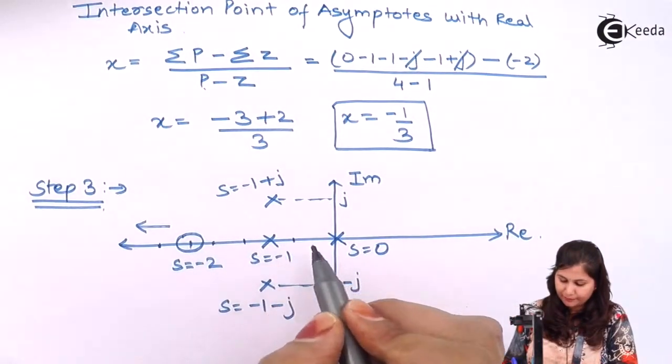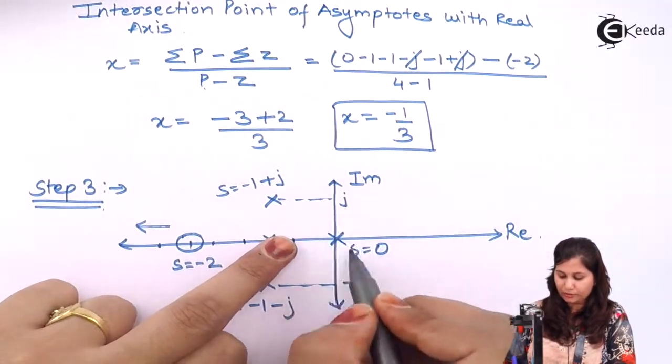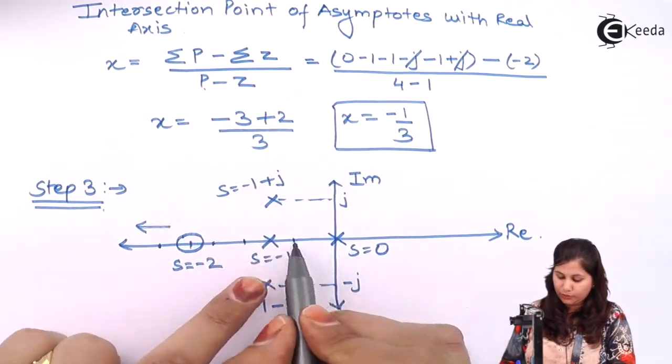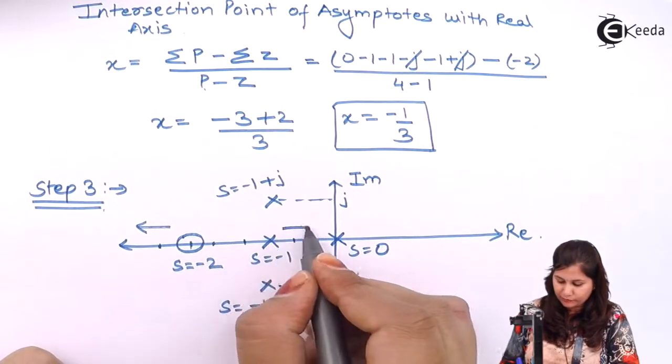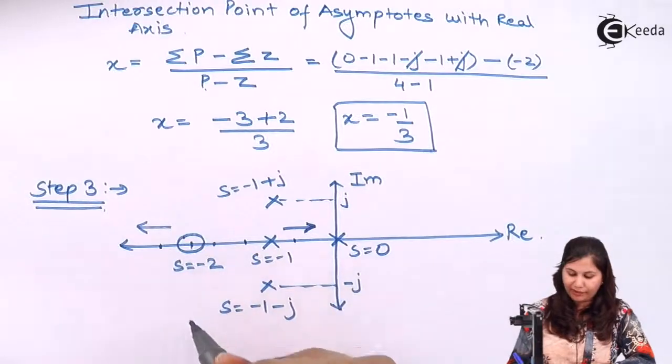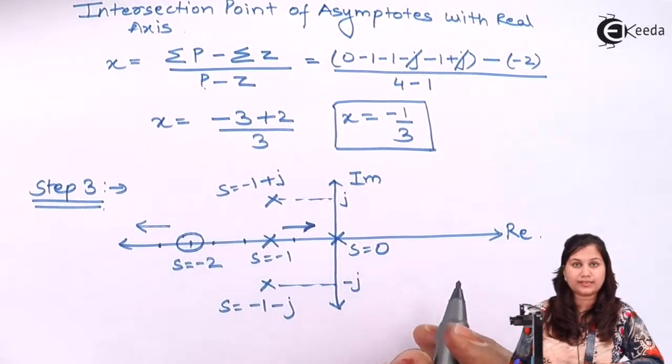Take a point here, the number of poles and zeros on the right hand side is 1. So the direction of root locus will be towards this point. So we have found out the directions.